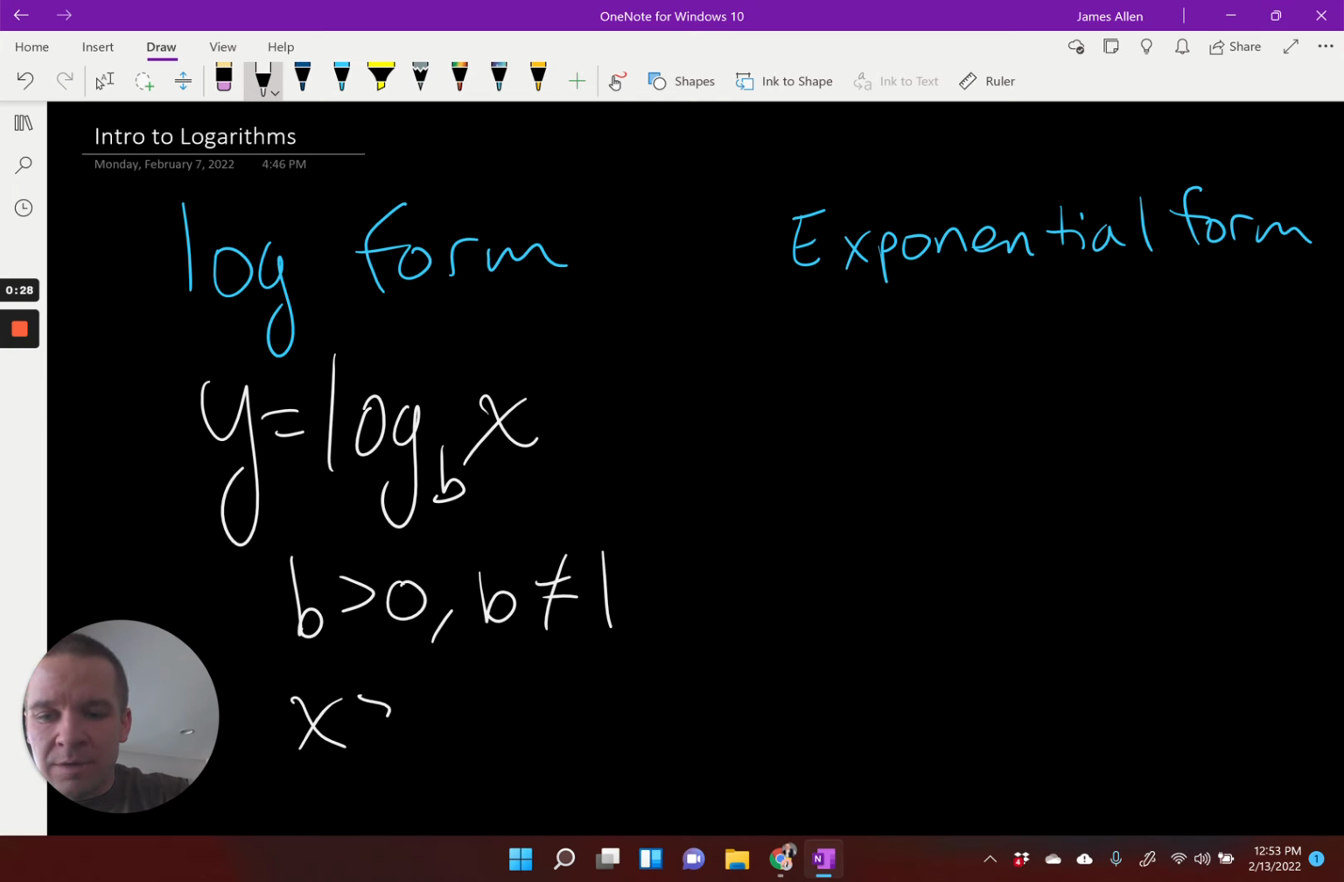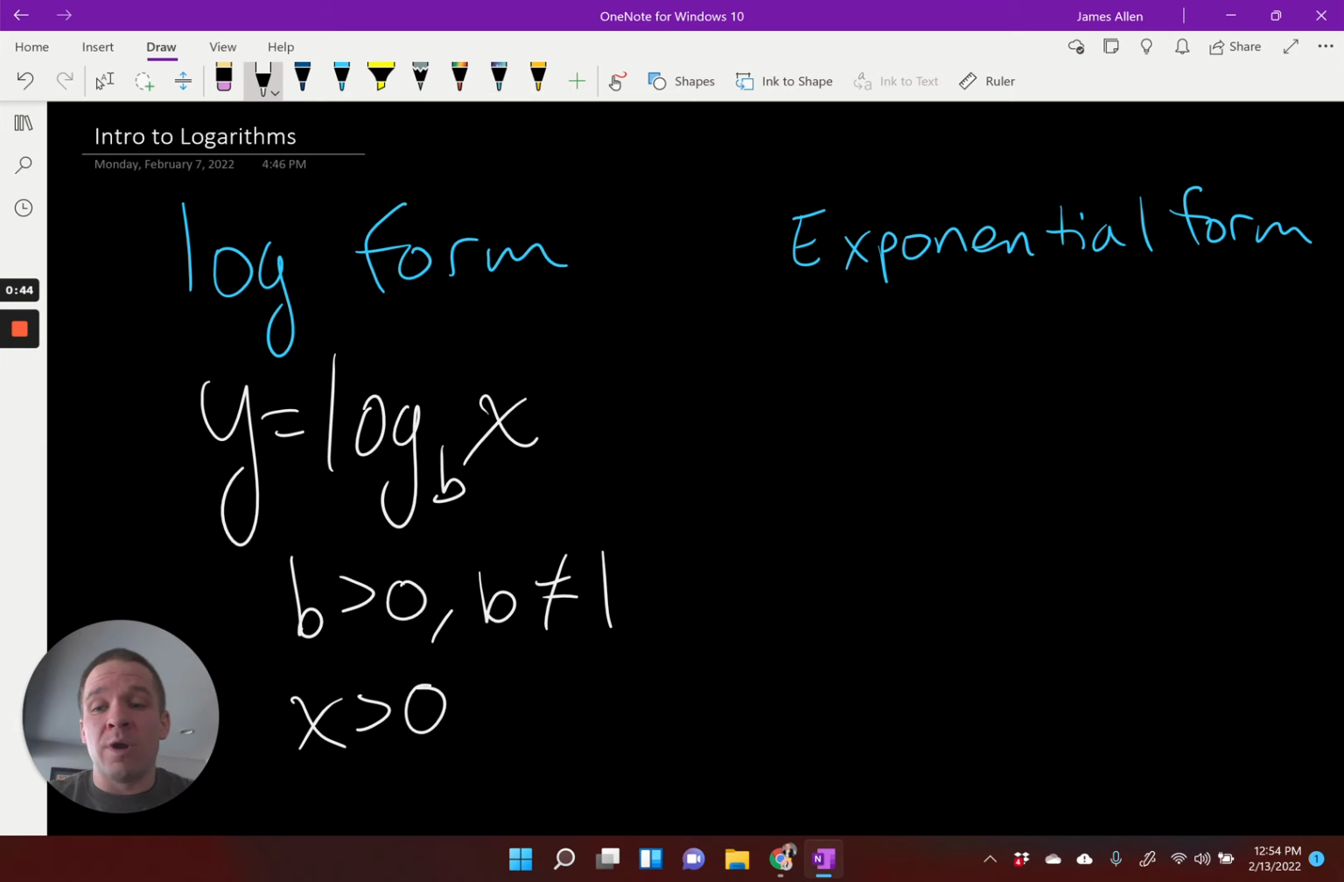X, the argument of the log, has only one restriction. It's just got to be a positive number. So X has to be greater than 0. Cannot be negative, cannot be 0. You cannot take the log of a negative or take the log of 0. That'll come up quite a bit in solving with logarithms.